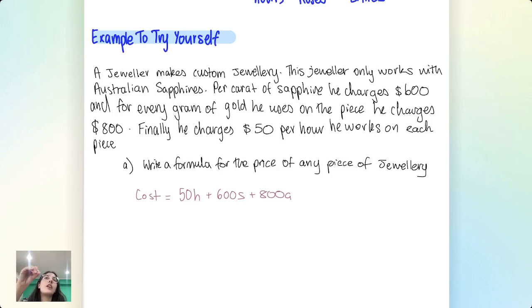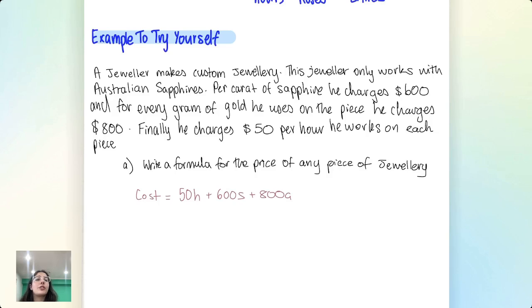So, Joseph has told us that this was his answer. He got 50H, 600S for sapphire, and 800G for gold. So grams of gold is 800 per gram. Sapphire is 600 per carat, and $50 per hour. So everybody got this answer, and I'm really glad. So everyone's understanding what's going on, which is awesome.